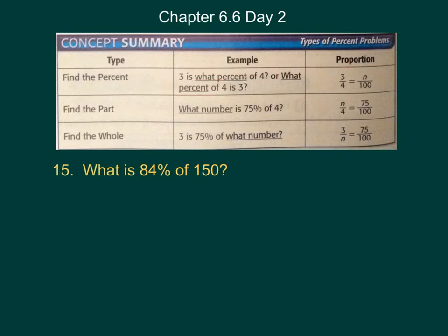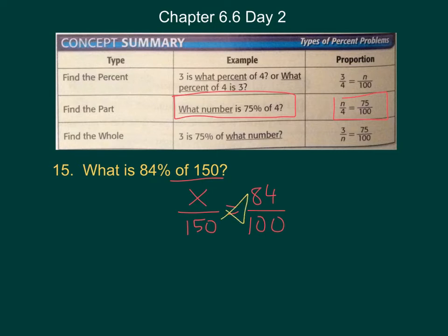This time we say, what is 84% of 150? This is similar to the second question, where we have of 150, so that goes on the bottom, and we have 84% on the right. So the only unknown we have is the part. If we plug this into our calculator and cross multiply, we get 126.